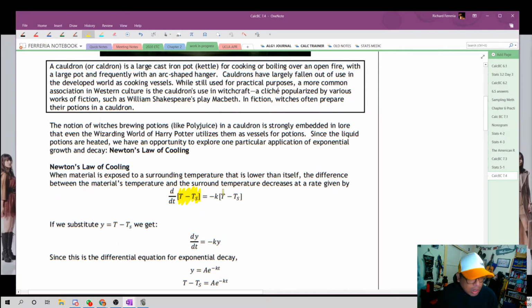It's the difference between the temperature and the surrounding temperature, which we're going to call Ts. Over here on the right side, we have the same thing, our dependent variable, which is still the difference between the temperature of our liquid and the temperature of the surrounding area. So if we look at the temperature minus T surrounding, we can see that this is actually the same thing as a differential equation for exponential growth.